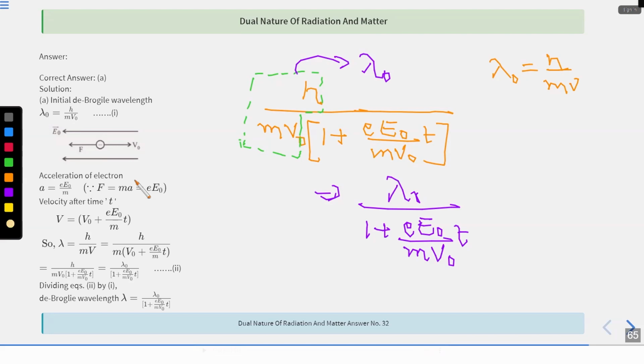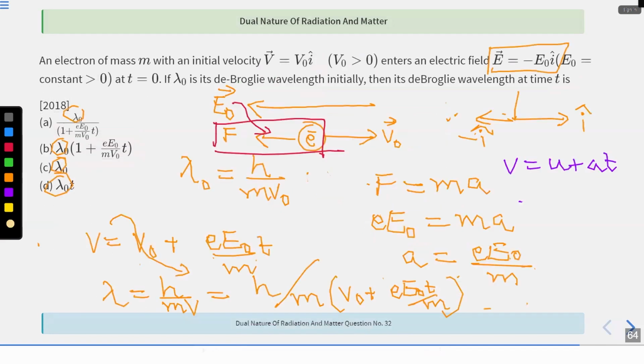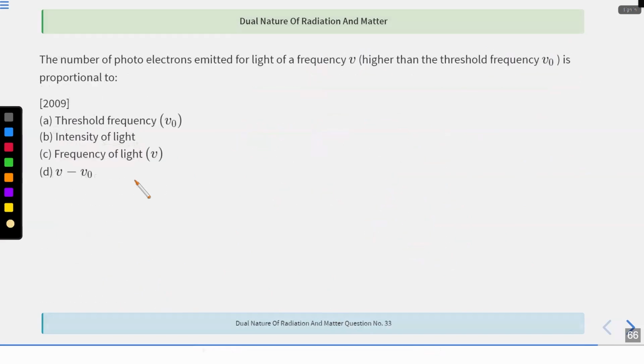So from here I can write that my lambda is equal to lambda naught by 1 plus E naught divided by mv naught into t, and that is my option A, and this is my correct answer. Okay, let's move on to the next question.